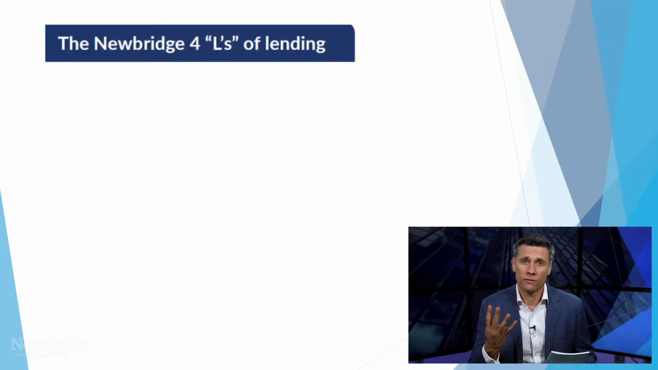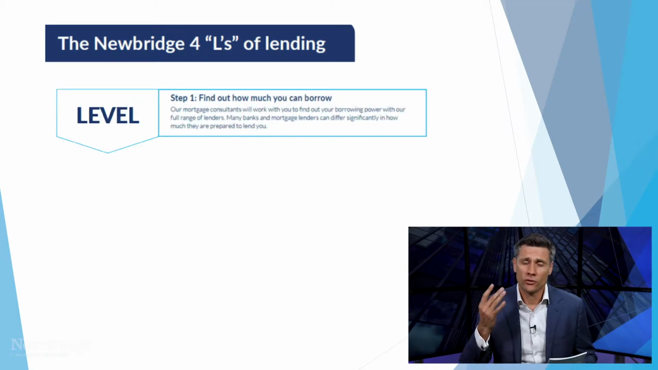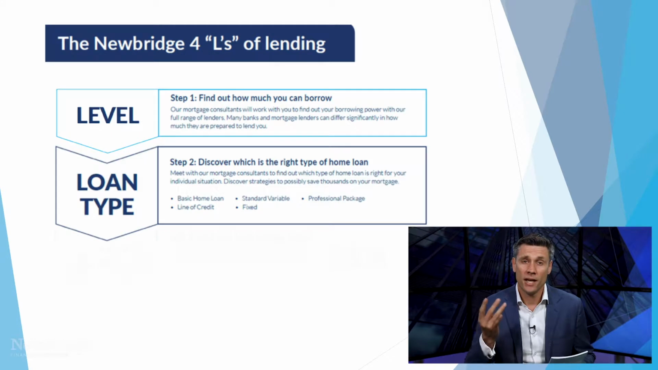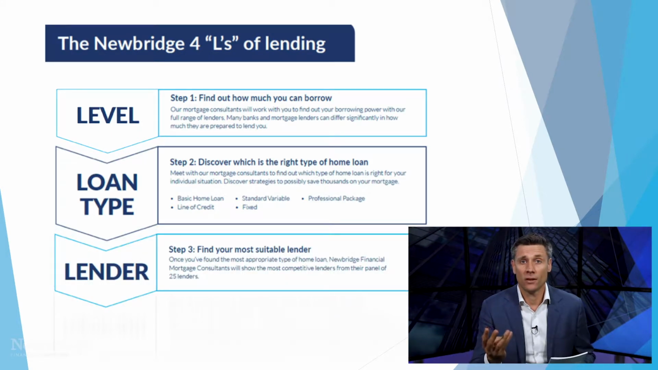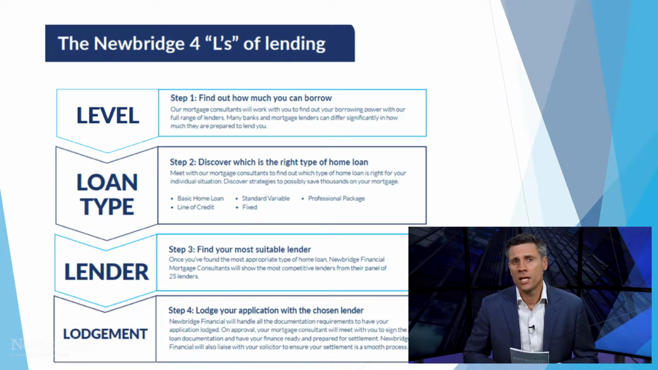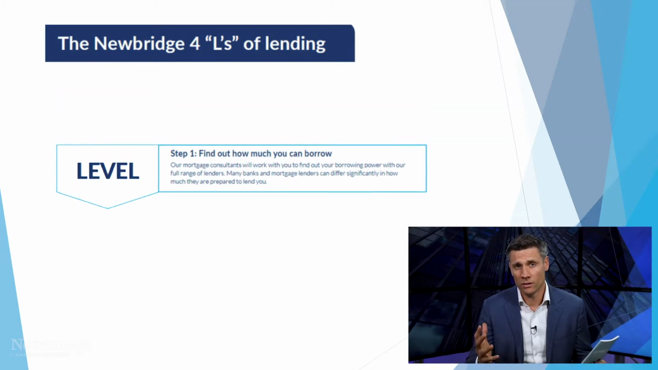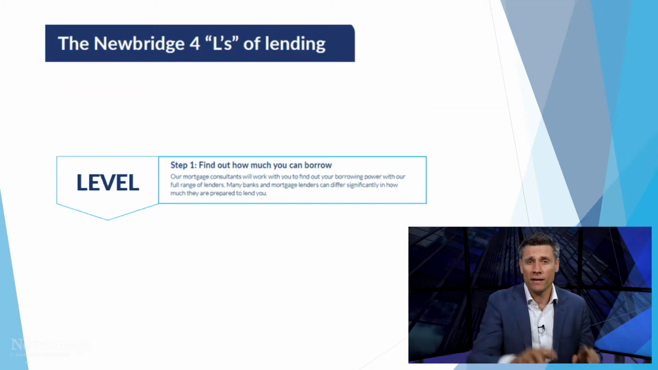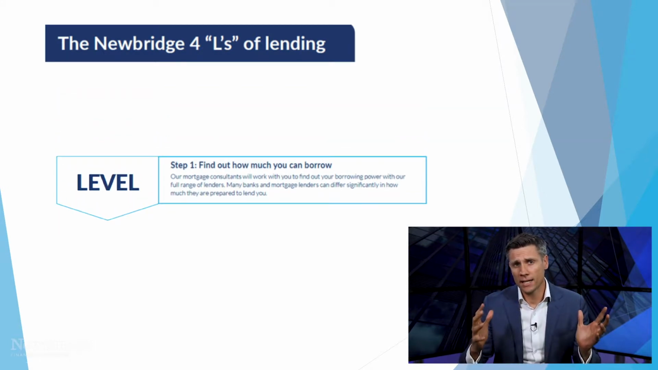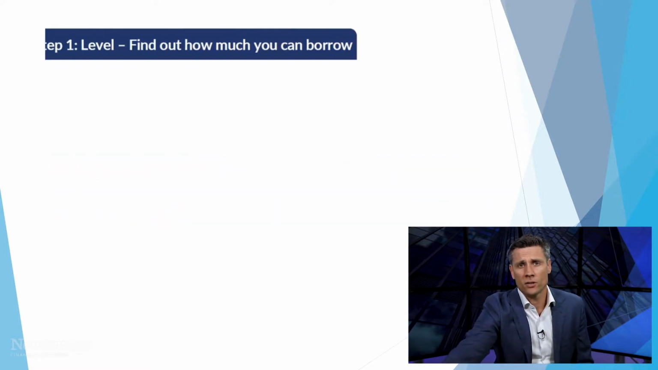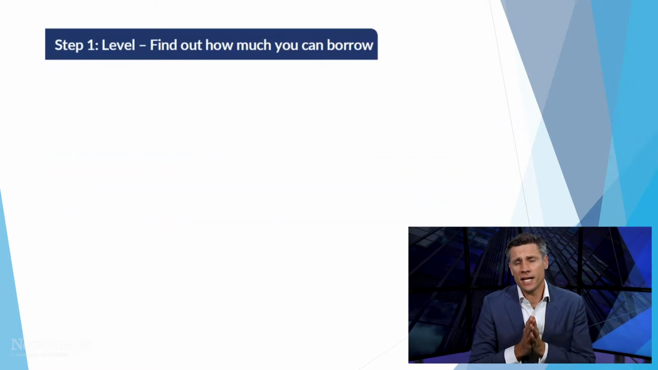So the 4 L's of lending actually starts with your level, and then it moves through to your loan type, then the lender, and then looking after the lodgement of your application. So we're going to start with understanding your level. And within your level, there are 3 parts to understanding. Now, the first part is understanding what exactly is your borrowing power.